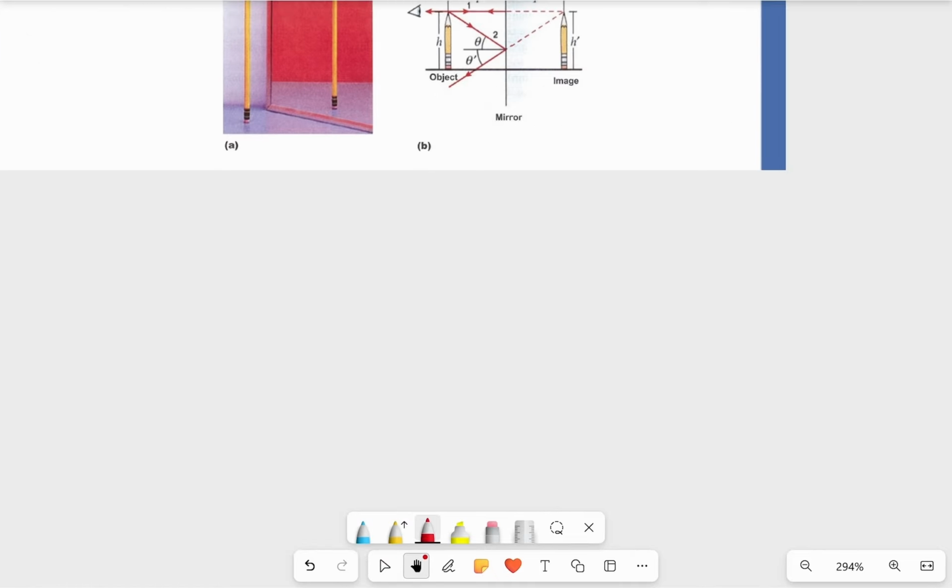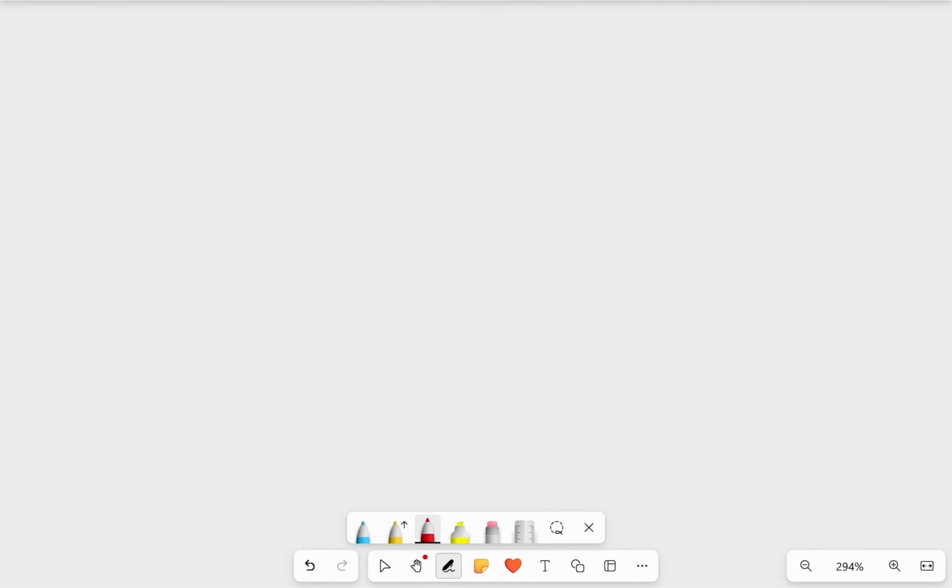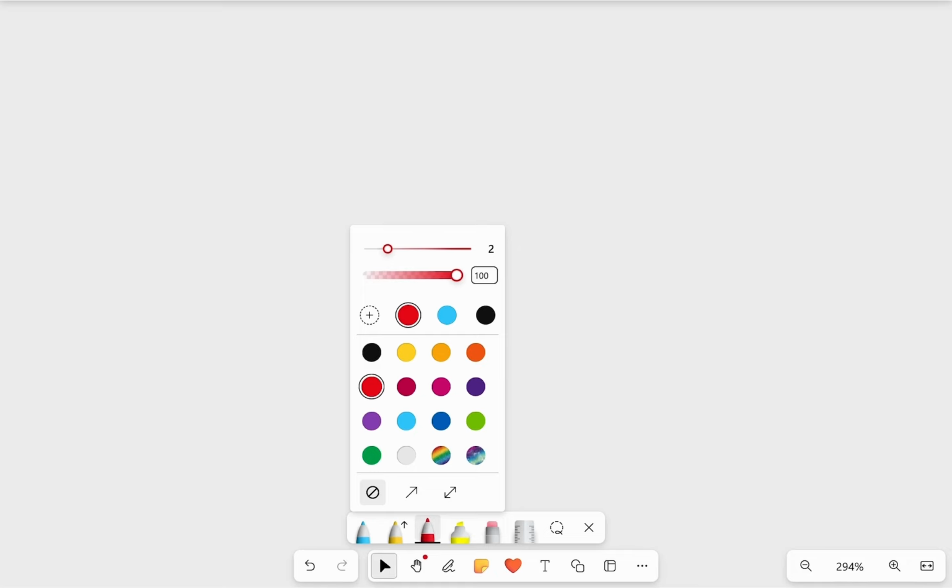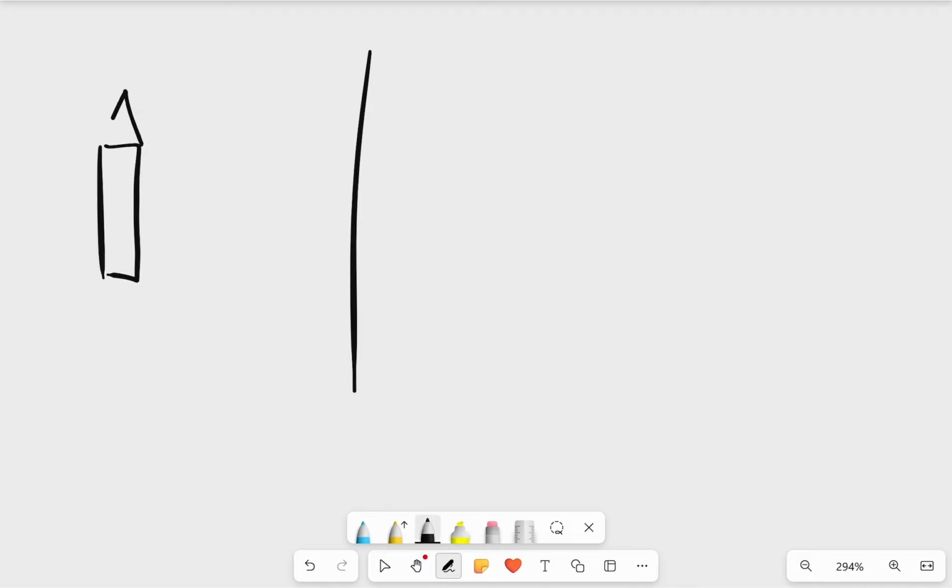How can we draw if we have a pencil? Excuse my terrible handwriting, my drawing. Let's say you have a pencil like this, and you have a flat mirror. We want to draw just the tip of the pen, not the whole pen. We want to know how the image of this tip is formed. So let's read and follow the instructions.